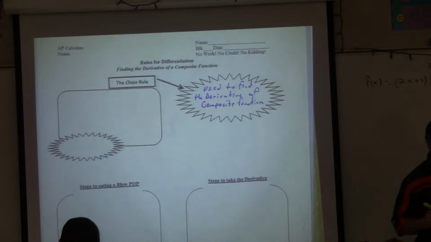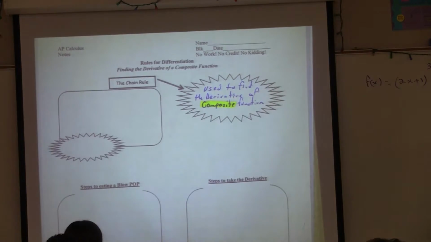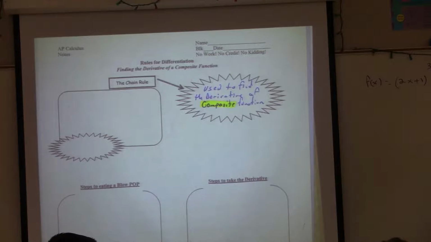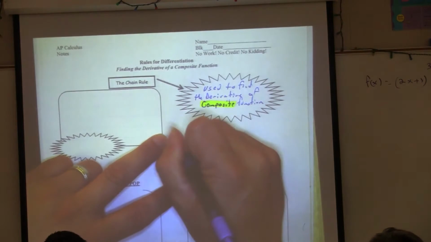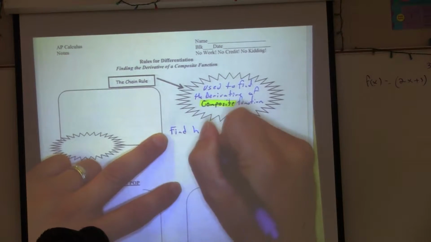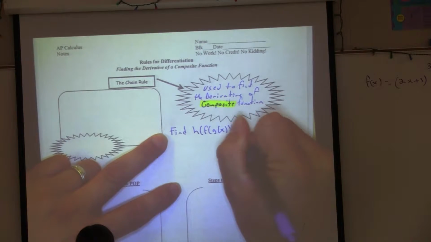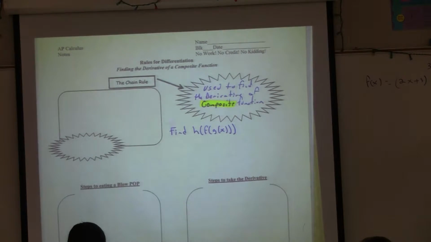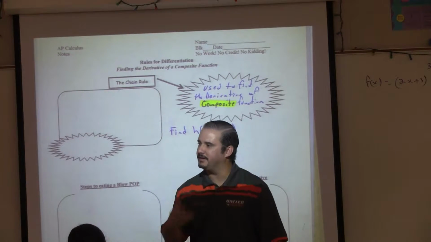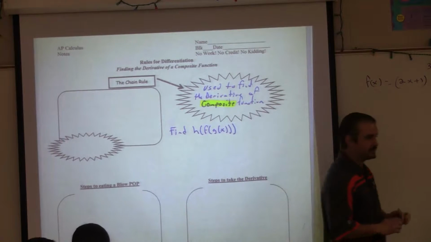Anybody remember what a composite function is? I'm pretty sure you do. Once I tell you, you'll remember. So, I don't know if you remember from Algebra 2 when the teacher would ask you to find something like this. It would say find h of f of g of x. Do you remember doing that? Yes? So, it's a composite function because it's a function that's made up of several functions. It's composed of other functions.